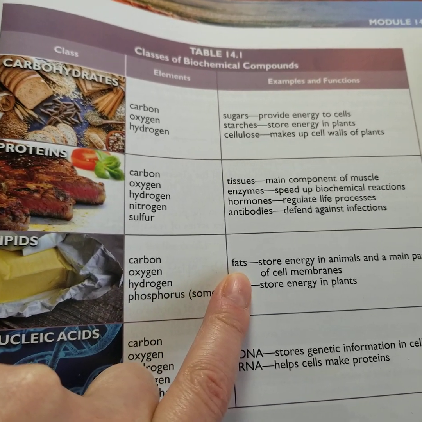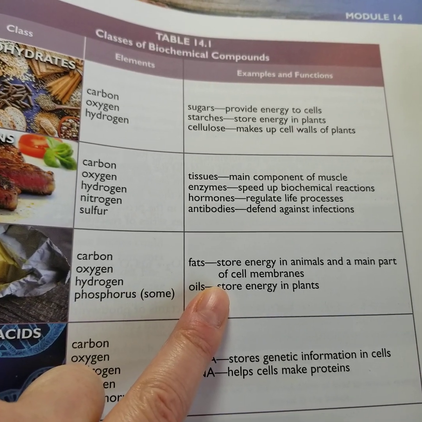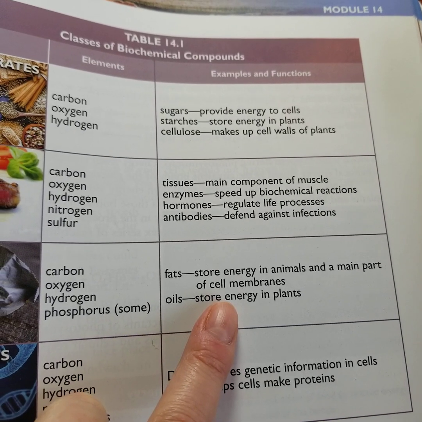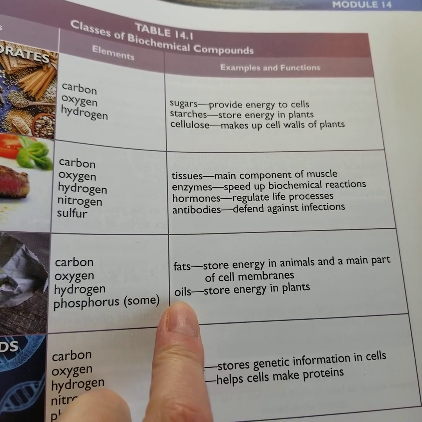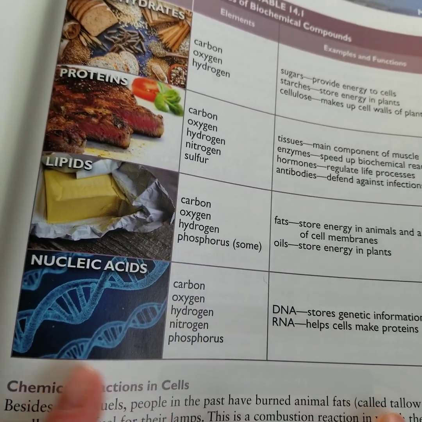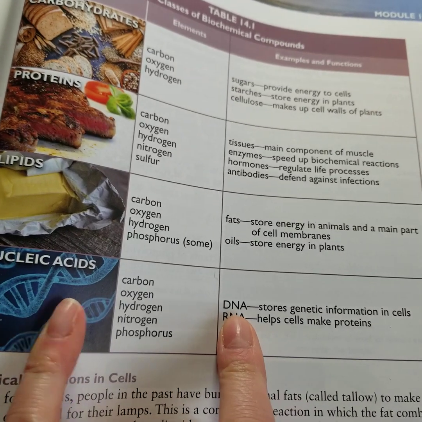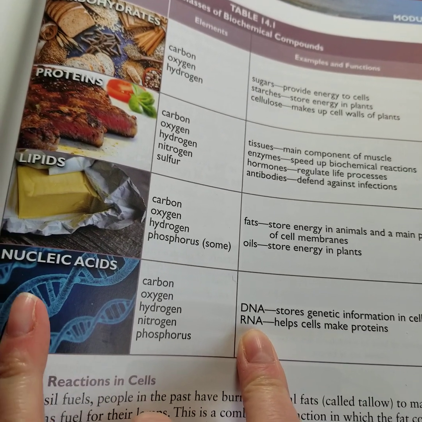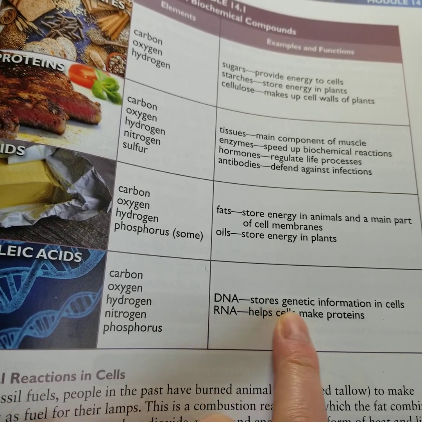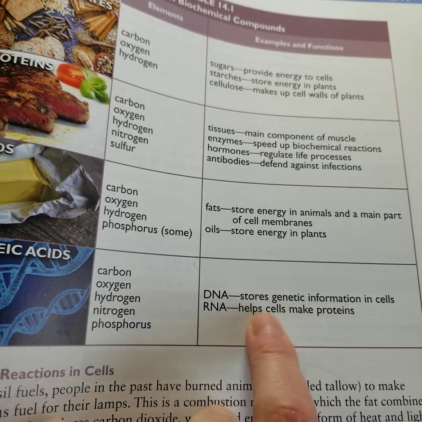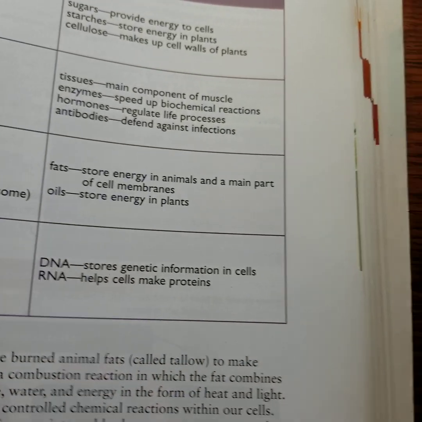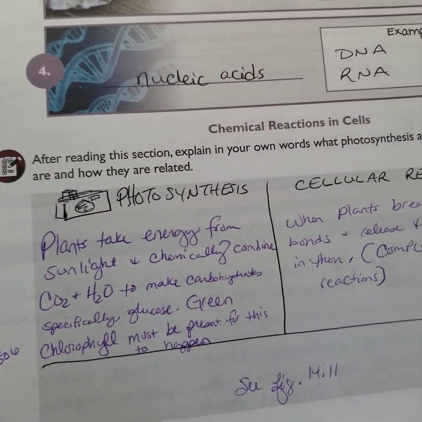All right, lipids. Some examples of those in humans are fats. They store energy in animals and humans and maintain part of cell membranes. And in plants, oils store energy. And nucleic acids are DNA and RNA. They look really cool like this. They store genetic information in cells, and RNA helps cells make proteins. So cool.